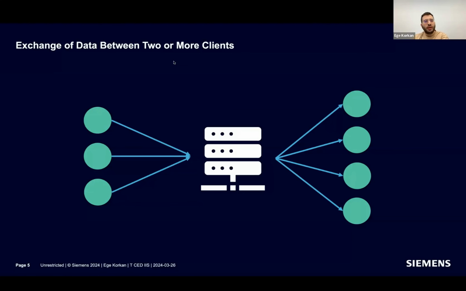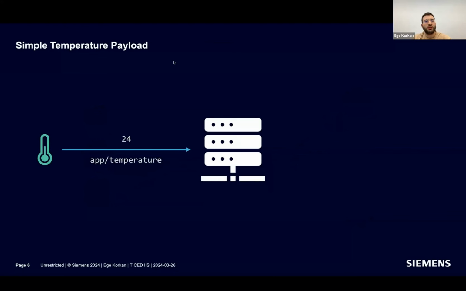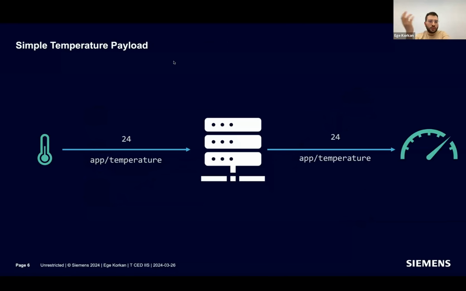So I'll start with a very simple temperature sensor. Let's say it's connected to an MQTT broker and publishes somewhere to a certain topic. And of course, we should have a subscriber. So then we can basically plot or show the temperature in a gauge to show the current value.